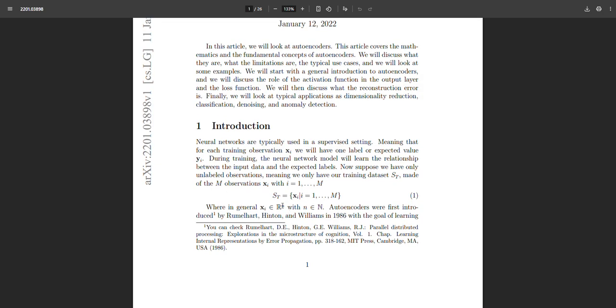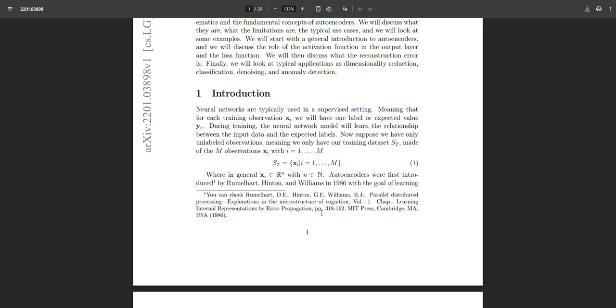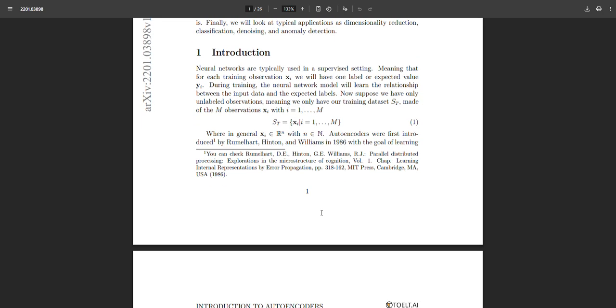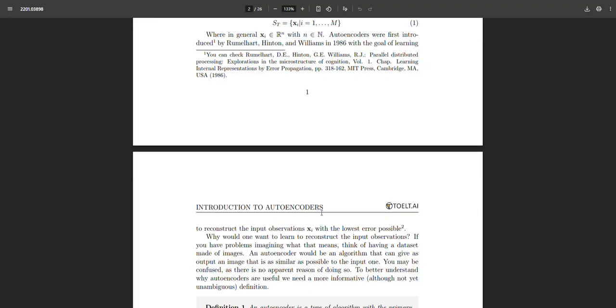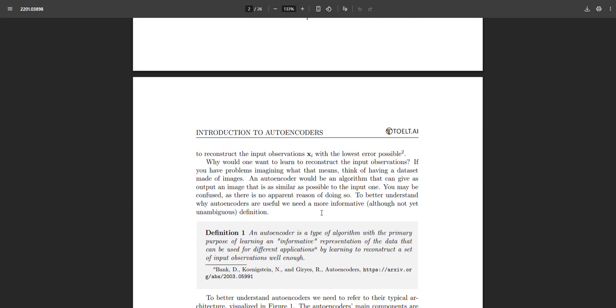This brings us to our training dataset ST, which is simply a set of m observations. Here, each input xi is a vector in an n-dimensional space. So this is where the autoencoder comes in. Autoencoders were first introduced in 1986 by Rumelhart, Hinton, and Williams. Their core goal is to learn a relationship that allows the network to reconstruct the original input observation x with the lowest possible error.